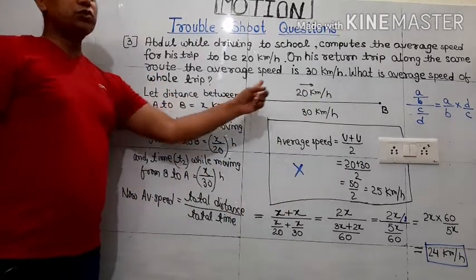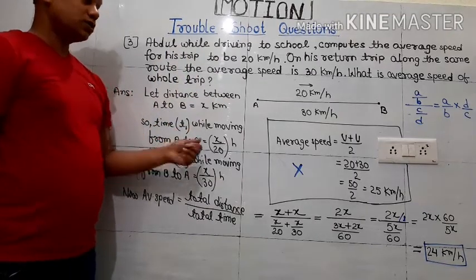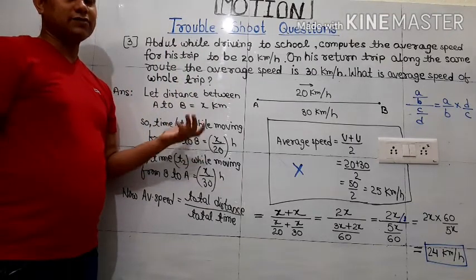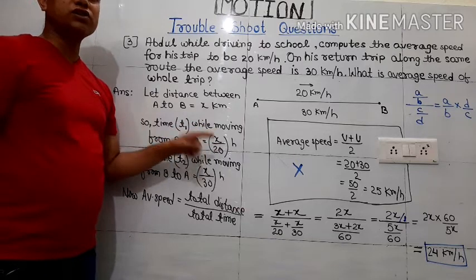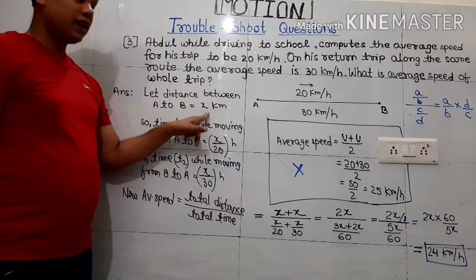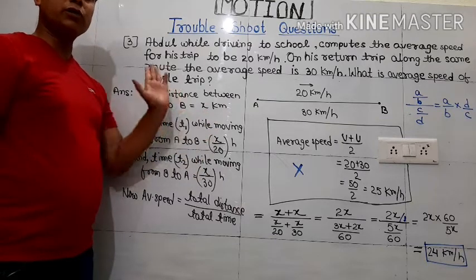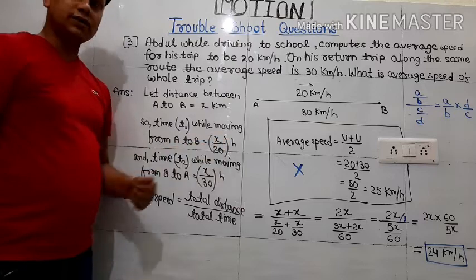Now since it is a situation of uniform motion, we are taking a single speed. So the formula is, as we know, time is equal to distance upon speed. So for distance we have taken x kilometer as we have assumed right now, and 20 is the speed. So the time taken while moving from A to B is x by 20 hours.